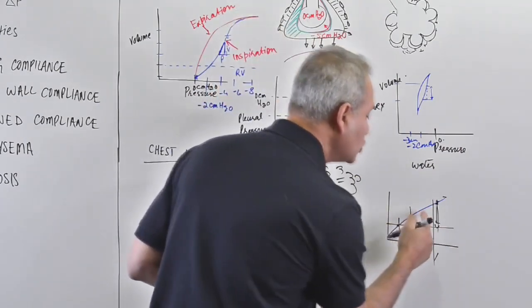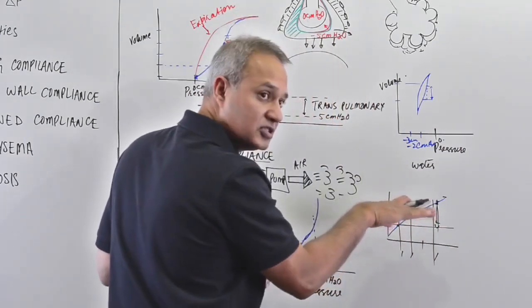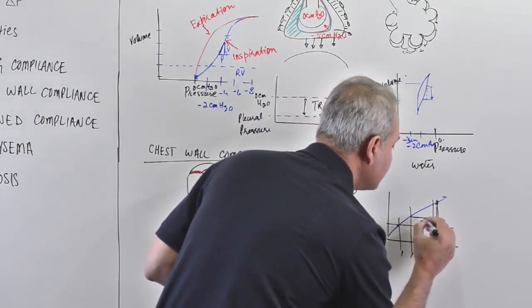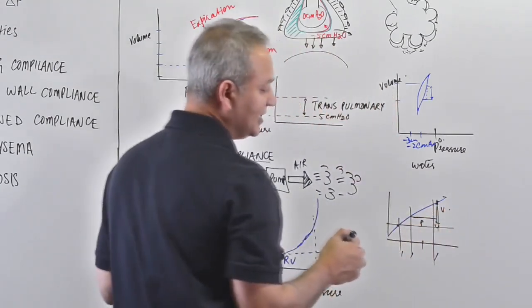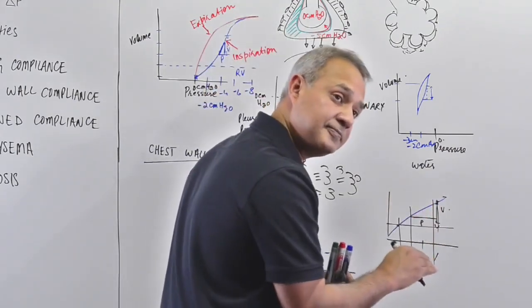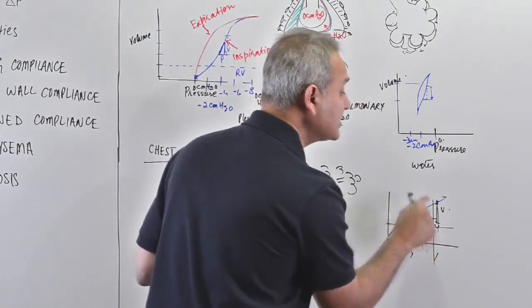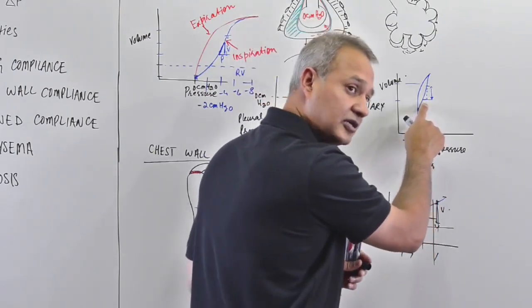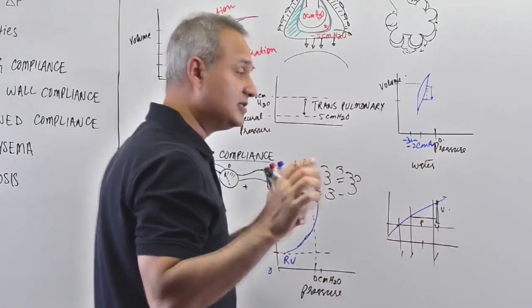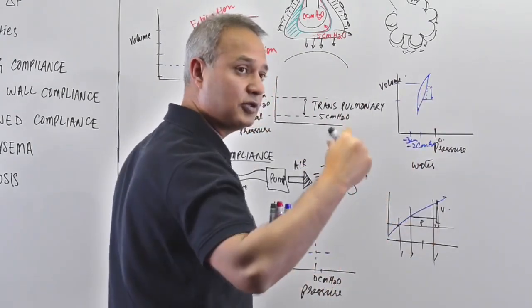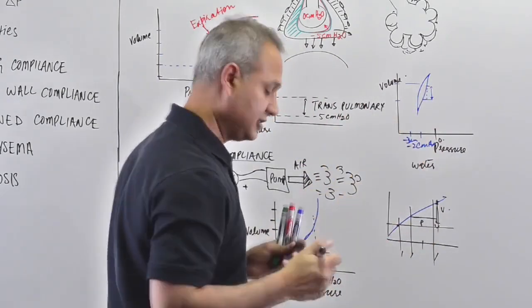What is wrong with this slope? This slope is saying that the volume change per pressure change is now less. This is a less compliant lung. This is a very much compliant lung, right? So I hope that you understand in the exam how to look at the slope and be able to tell is it compliant or not compliant.